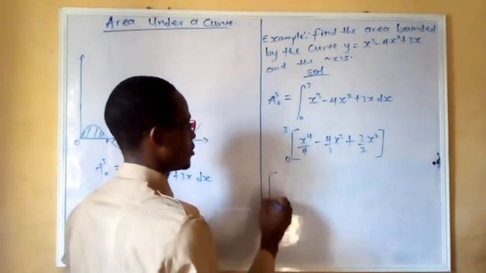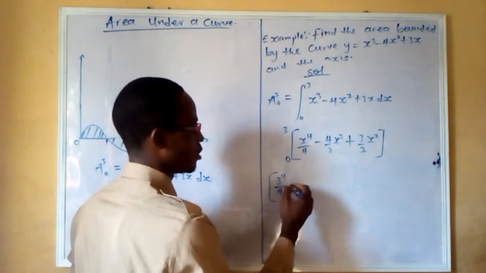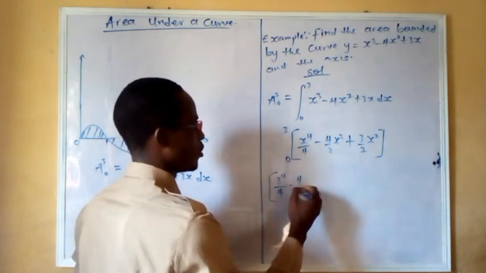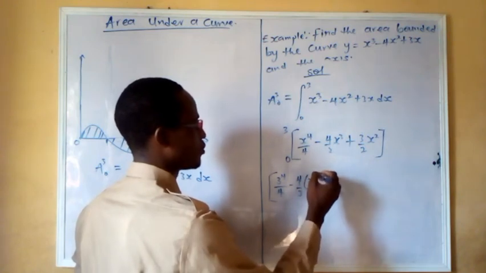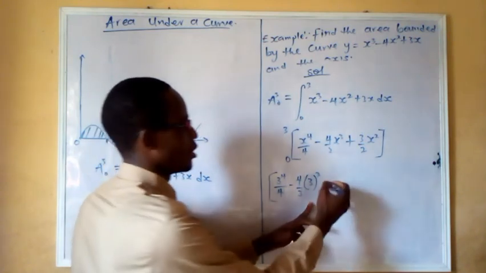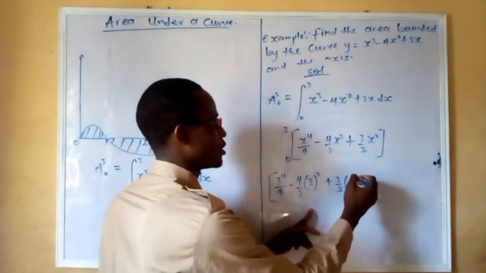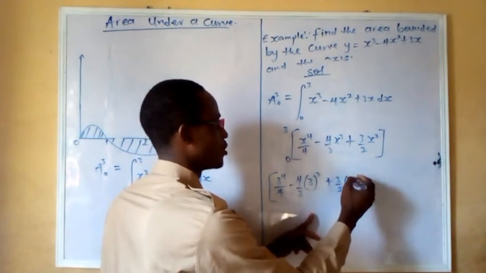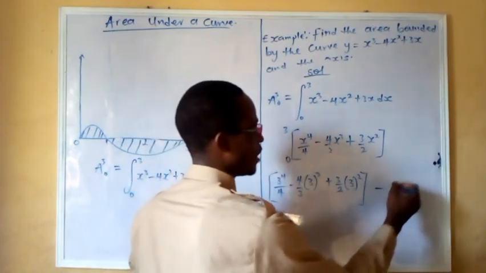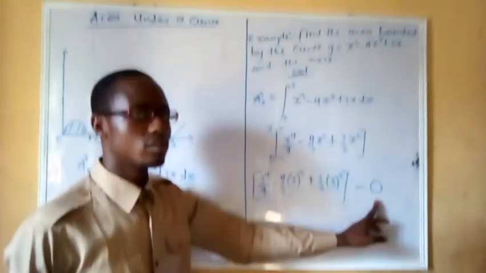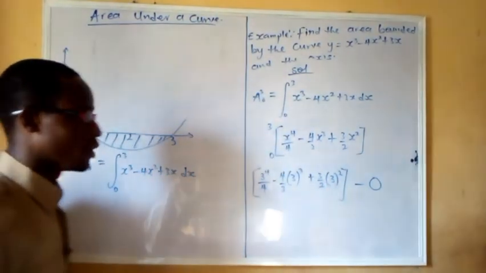So we have 3 raised to power 4 all over 4 minus 4 over 3 into bracket 3 raised to power of 3 plus 3 all over 2 into bracket 3 raised to power 2. By the time you substitute 0, everything will be 0. Everything will be 0 here. So then we can go ahead to evaluate that.